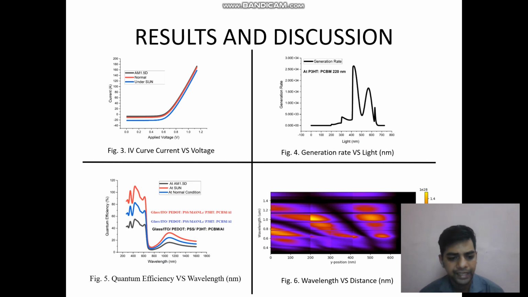In figure number 5, you can see the quantum efficiency and the wavelength chart, where under the in-sun condition, the quantum efficiency of the structure is very high compared to the normal condition and the AM 1.5D condition. The quantum efficiency with respect to the previous conditions is 110% higher. In figure number 6, we can see the generation of electrons, or the movement of light from one point to another, in an equal distribution way.